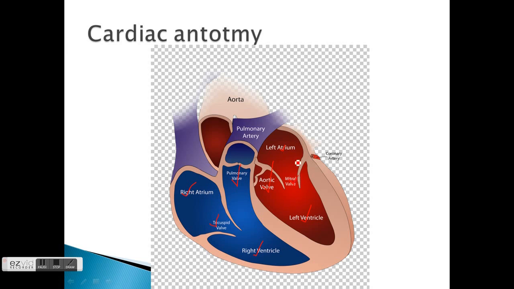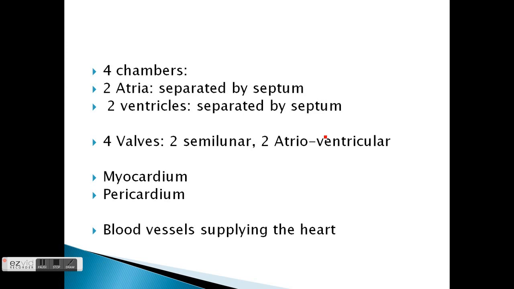Then the myocardium, or the muscle of the heart, is supplied by the coronary arteries, and the whole heart is surrounded by a structure which is called the pericardial sac. So four chambers, two atria, two ventricles, atria separated by the atrial septum, ventricles separated by the ventricular septum, four valves, two semilunar, two atrioventricular, then the myocardium, which is the muscle of the heart, then there is pericardium and the blood vessels supplying the heart.